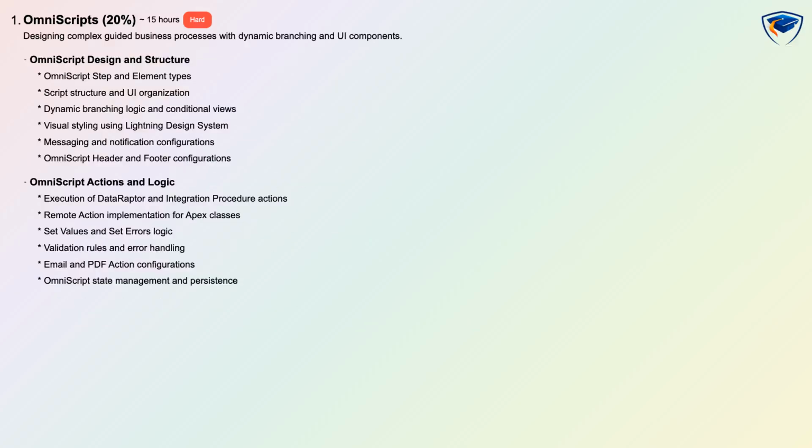OmniScripts is weighted at 20% and focuses on designing complex guided business processes with dynamic branching and UI components. This domain is marked hard, with about 15 hours of study, and will be assessed with hands-on and conceptual questions.